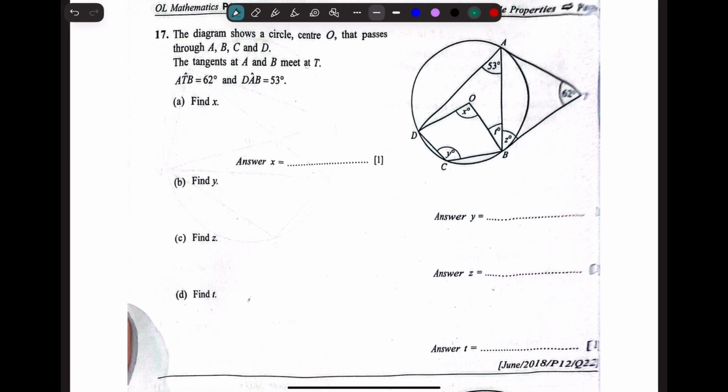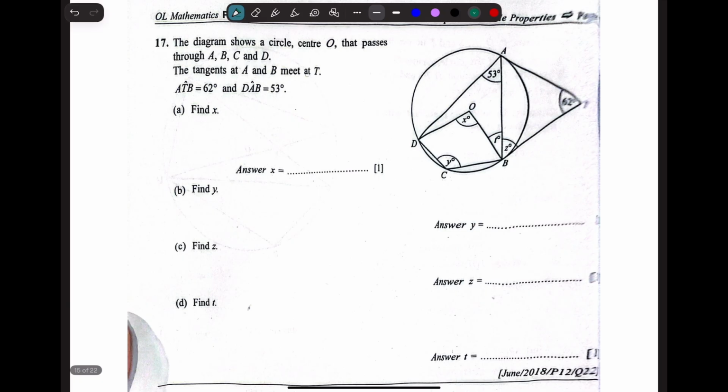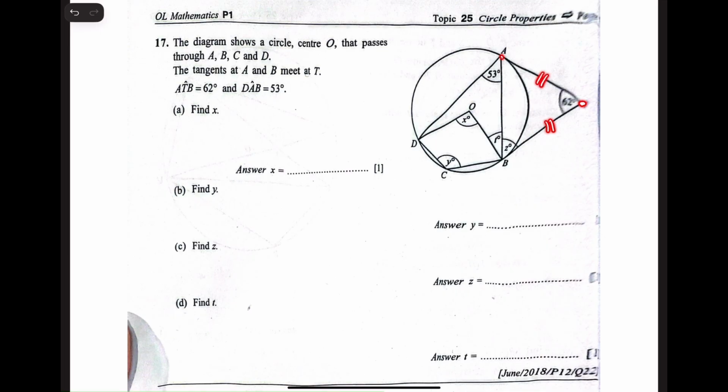Okay, so the diagram shows a circle with center O that passes through A, B, C, D. The tangents at A and B meet at T. So these two will be equal. Tangents drawn from an external point to the circle are equal.